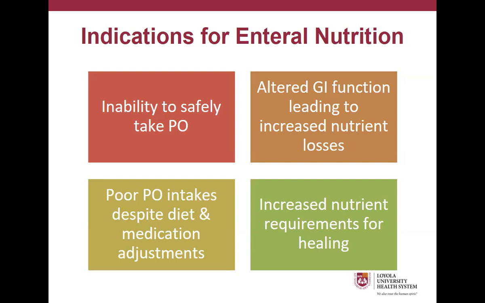Altered GI function leading to increased nutrient losses, right? So if you think of anyone who has short bowel syndrome, who has a history of any sort of gastric surgery, gastrectomy, or who has pancreatic insufficiency where they have a lot of malabsorption, such as my cystic fibrosis patients, that's something we utilize to try to make up for the calories and nutrition that are being lost. Poor PO intakes despite diet and medication adjustments. So, adjusting the diet, liberalizing it to give them more options, changing consistencies to what they can tolerate.